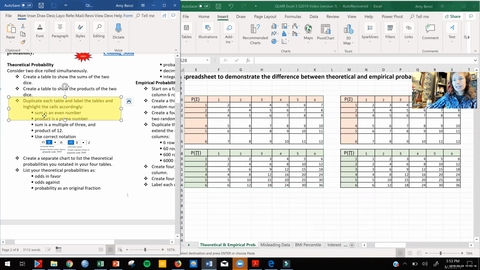All right, now it says to label and highlight accordingly. So we want to label and highlight that the sum is an even number. Make this smaller so you can see. The sum is an even number. The product is a prime number. The sum is a multiple of 3 and a product of 12. All right, so we are going to go ahead and label these things accordingly.